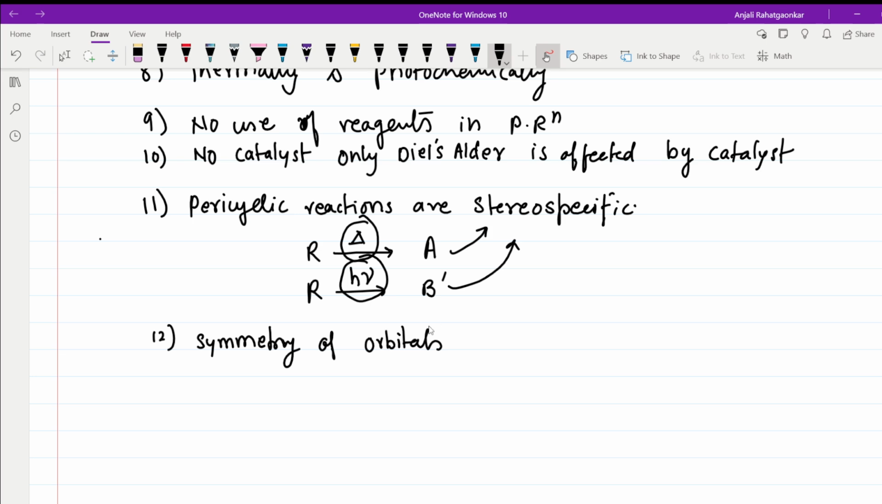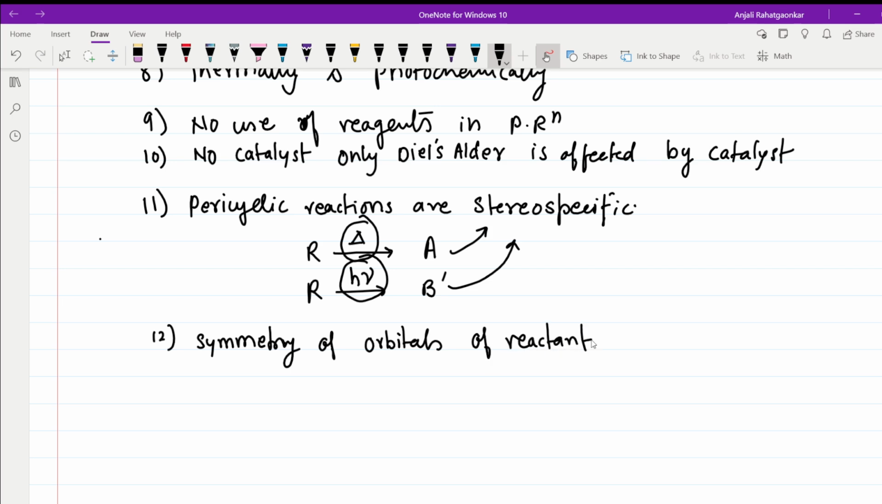as I told you, the reaction mechanism proceeds via the molecular orbitals or linear combination of atomic orbitals. So the reaction doesn't proceed via the formation of any intermediates, but it forms via the interactions of various atomic orbitals and the molecular orbitals. So symmetry of the orbitals of the reactants are involved.